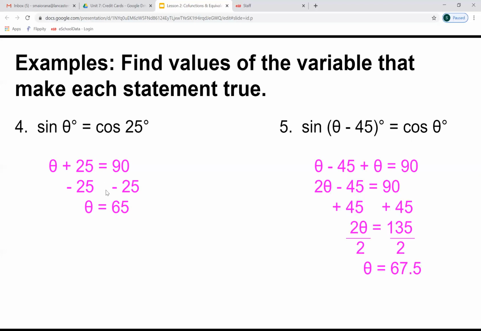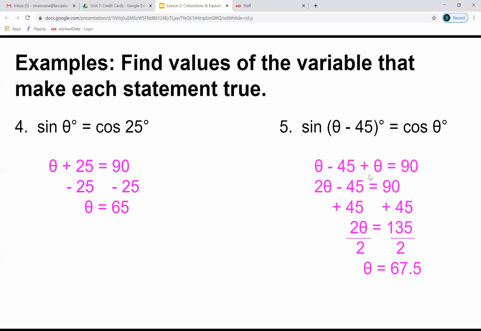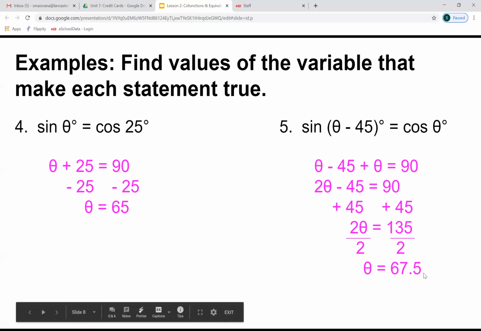Tried to show out all that work. Okay, when I look at example 5, I have the sine of theta minus 45 equals cosine of theta. So in order to make that statement true, my sine and cosine ratios to be equal, that means my two angles, theta minus 45 and theta, have to add up to 90. So I want to say part plus part equals 90. So theta minus 45 plus theta equals 90. Now remember, theta is just like x, so I want to combine those as like terms. I have 2 theta minus 45 equals 90. Add 45 to each side, divide by 2, and we get theta equals 67.5.